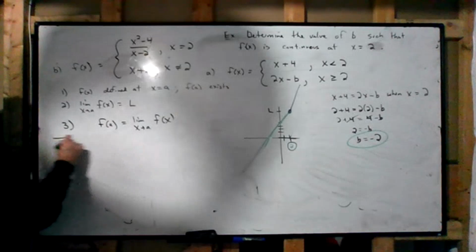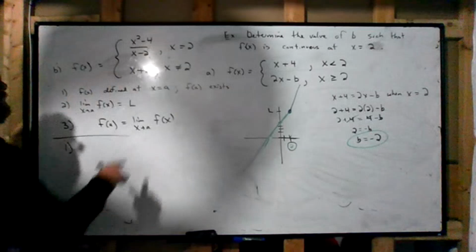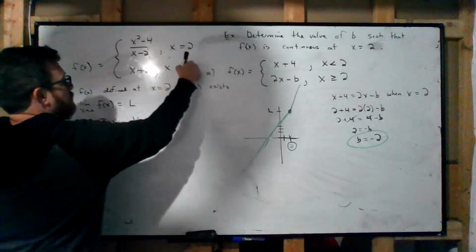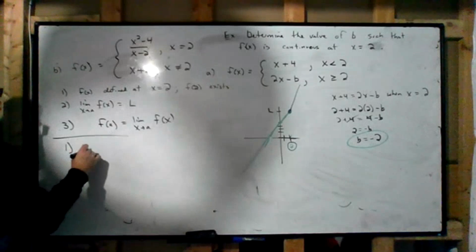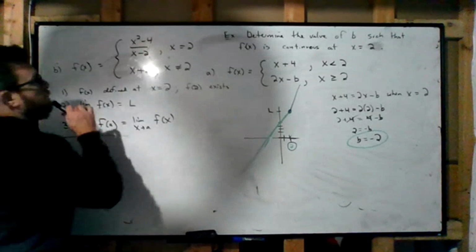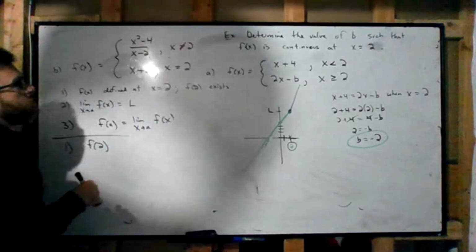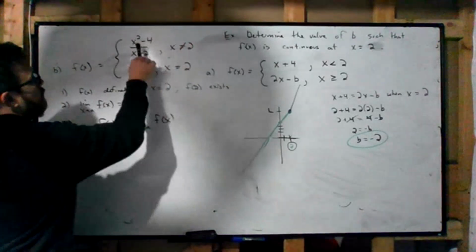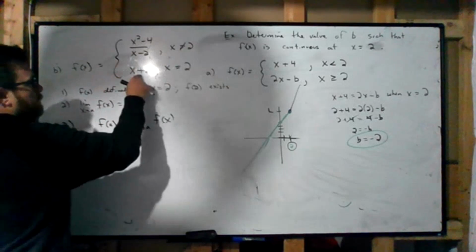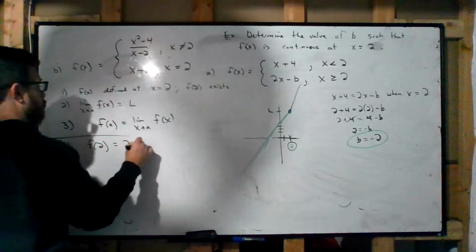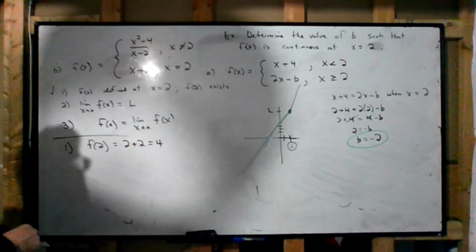Okay, so let's go through the steps. Here's our solution. Step 1: the function needs to be defined at a. In this case, our a is 2. I'm asking about 2, so f of 2 has to exist. So what is f of 2? When I plug in 2, what function do I use? Well, I use this function when it's not 2, and I use this function when it is 2. So when I plug in 2, I'm going to use this function. So this is going to be equal to 2 plus 2, which is equal to 4. So far, f of 2 exists.